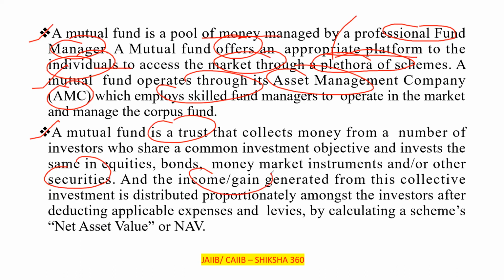The income or gain generated from this collective investment is distributed proportionately among the investors after deducting the applicable expenses, by calculating a scheme's net asset value, or NAV. Clear, which I have already discussed in the starting of the mutual fund. NAV, clear, is basically through which the units are calculated. Net asset value. I think all of you are very much aware of all these things.